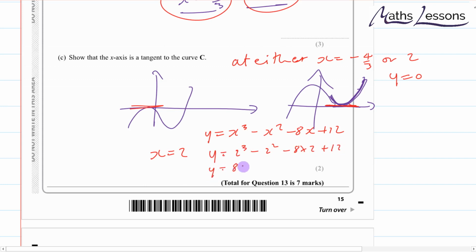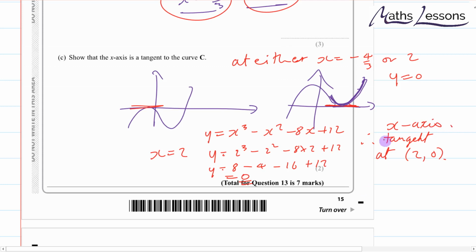So that equals 8 minus 4 minus 16 plus 12. 8 plus 12 is 20. Minus 4 minus 16 is minus 20. So therefore y equals 0. Therefore tangent at what's the point? 2, 0. Okay, so therefore the x-axis is a tangent at the point 2, 0.